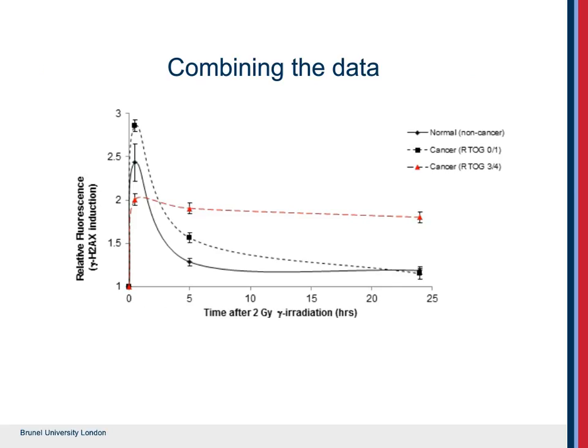So if you combine all the data, you can see the normals, non-cancer individuals. The dotted line represents the cancer individuals that had very few side effects. And then there is the red line, the combined data, where all of these individuals had very severe side effects, so easily distinguishable.